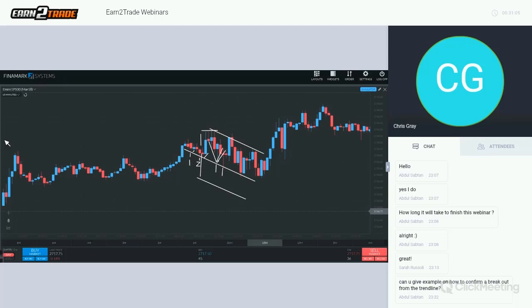Let's see what you got. Abdul says, can you give an example on how to confirm a breakout from the trend line? Absolutely. That's actually where we're going next. I like where your head's at. We're just getting through this one because we hadn't technically covered a downward slope yet. But yes, we will get there. Don't worry.